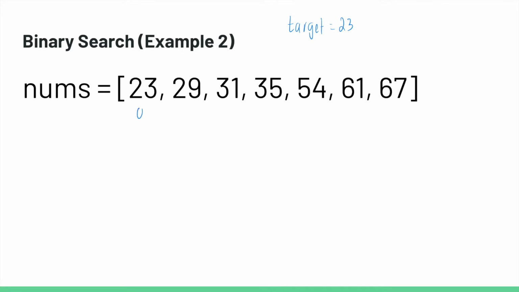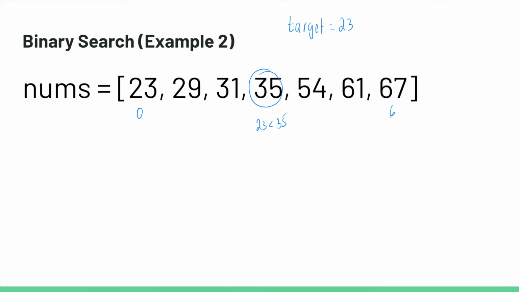So our first element is going to be at index 0, and our last element is going to be at index 6. I'm just going to go through the process without using mathematics. What's at the middle? Pretty clear, 35 is at the middle. Now, compared to 35, 23 is not equal to 35. 23 is actually less than 35.